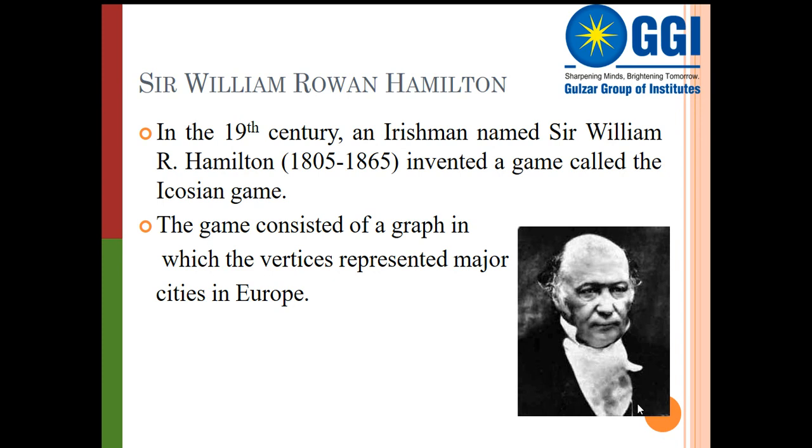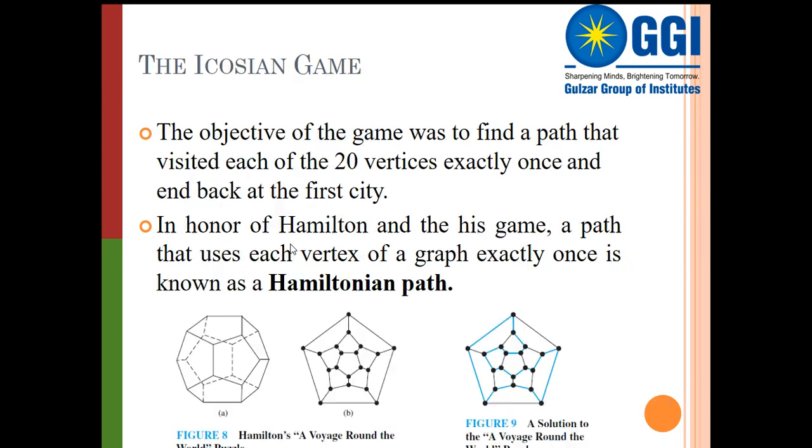In the 19th century, Sir William Hamilton invented a game called the Icosian game. In this game, each vertex is represented by major European cities. The objective of the game was to find a path that can visit each of the 20 vertices exactly once and at the end come back to the first city. So the problem was this.